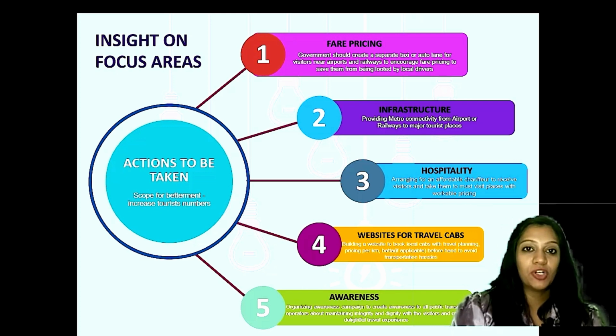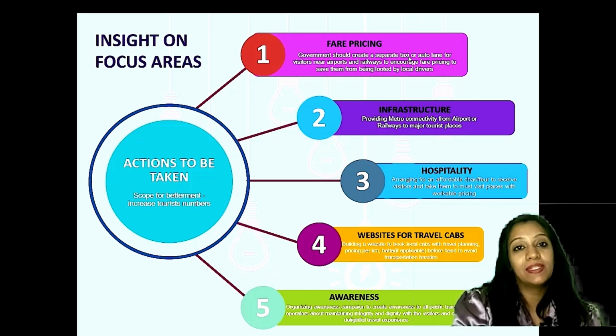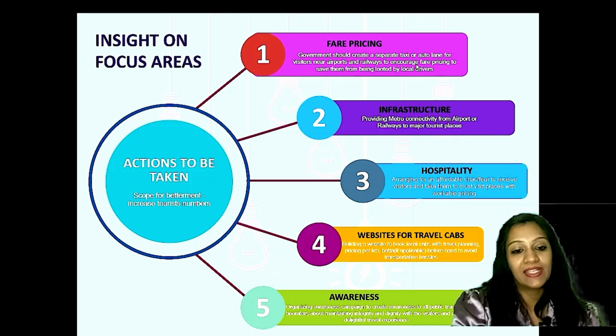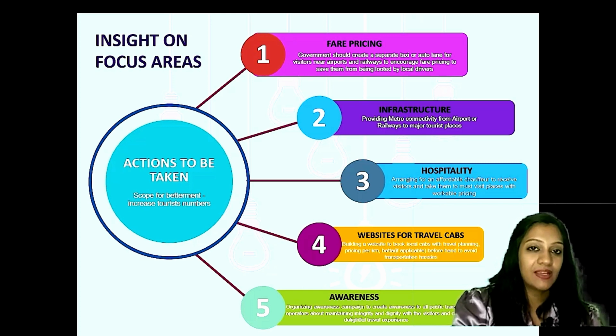Scope for betterment is always a requirement. In my opinion, fair pricing is really important, and government should create a separate taxi lane or an auto lane for the visitors near airports or near the railway station to encourage fair pricing to save them from being looted by local drivers. As we all know, when we enter a new city, local drivers can charge us more than the normal rates, and that has to be a fair pricing so that the tourists won't feel that they are overcharged.